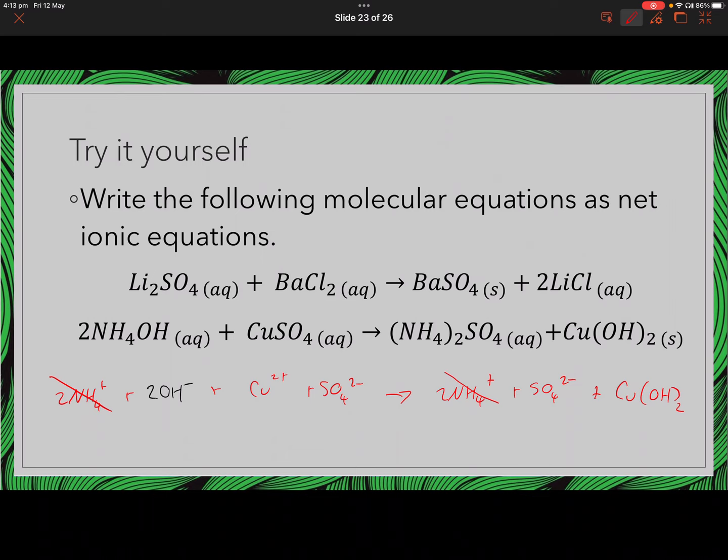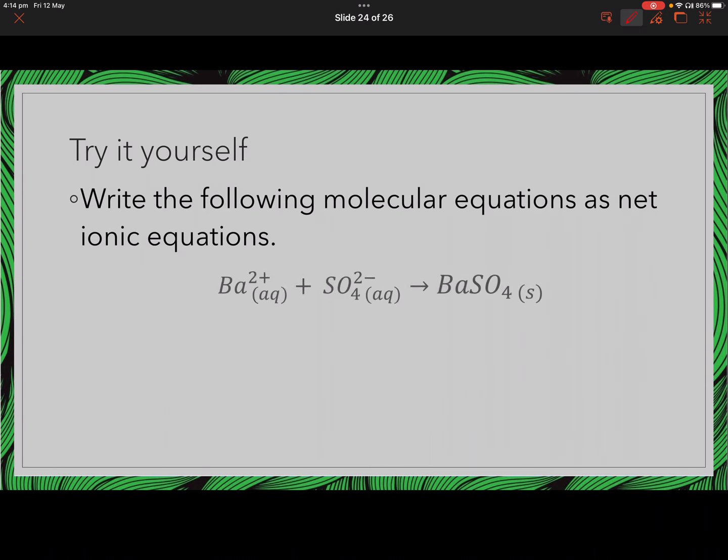So 2NH4 plus on both sides, we can cross them off. The OH minus actually becomes part of the copper hydroxide, which is our solid. So that stays as it is. Cu2 plus also becomes part of our copper hydroxide, so we leave it as is. But the sulfates we cross out because they're on both sides. So that we then get these two reactions are our net ionic equations. Okay.